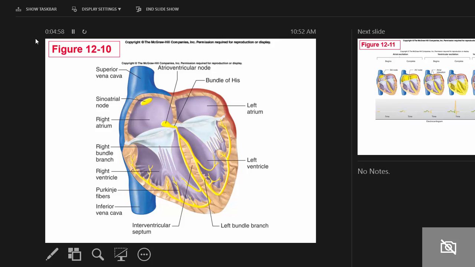These are called gap junctions. They occur in the central and the peripheral nervous system between neurons. They also occur in the GI system between some of the muscle cells, and they occur between the cells of the heart. And the cells of the heart have a really weird look to them.